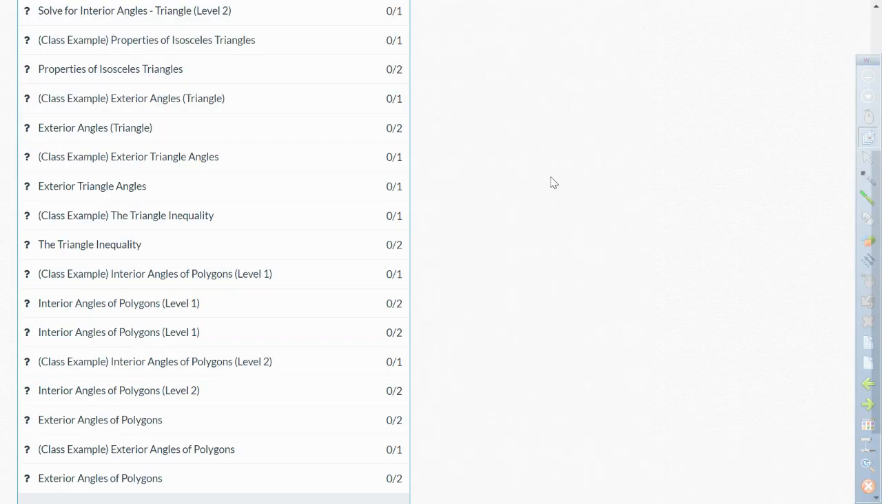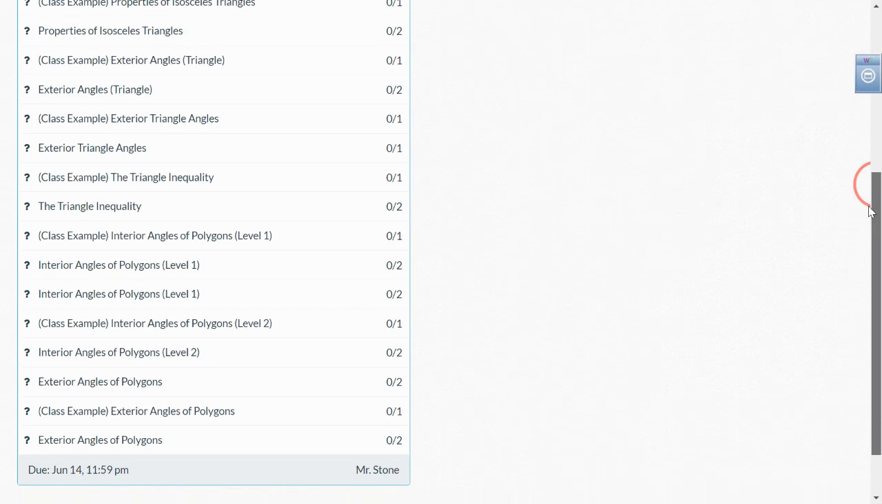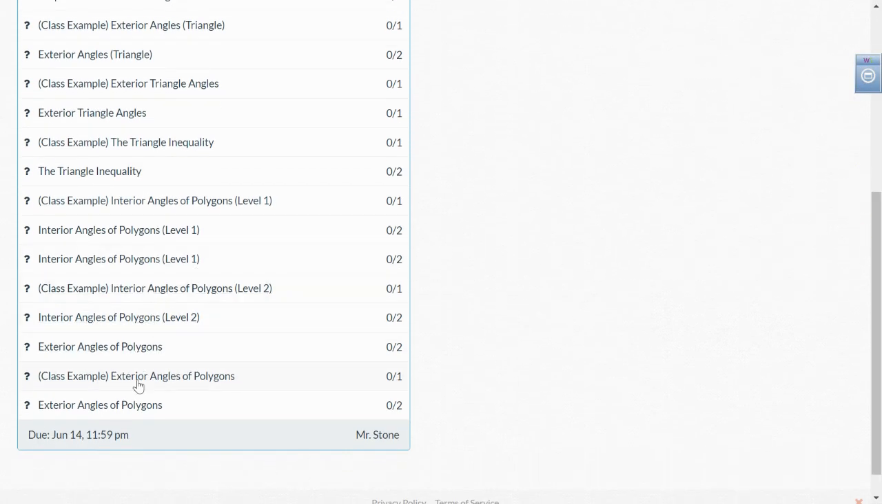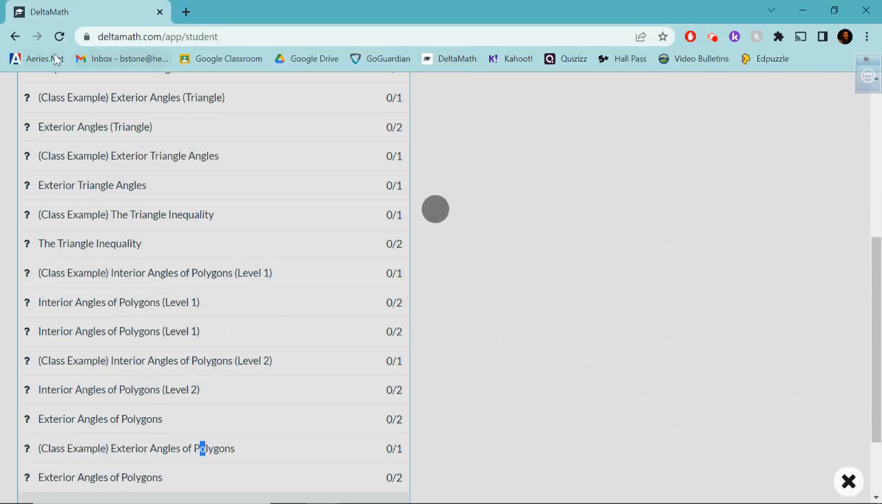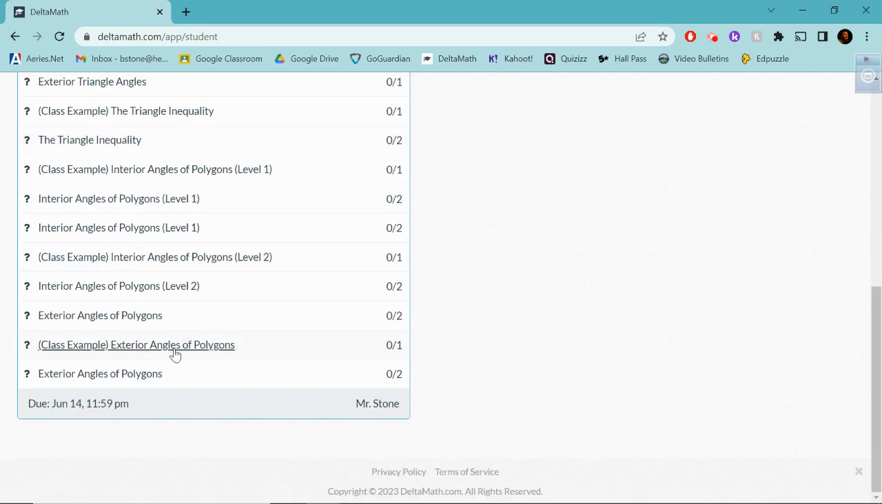All right, we're getting close here. I think I have one more problem here. Exterior angles of polygons. Go ahead and click on it. Is it going to load? Sometimes DeltaMath does this. If that ever does, go ahead and just refresh it. Usually refreshing and then clicking on it again does the trick. Usually.